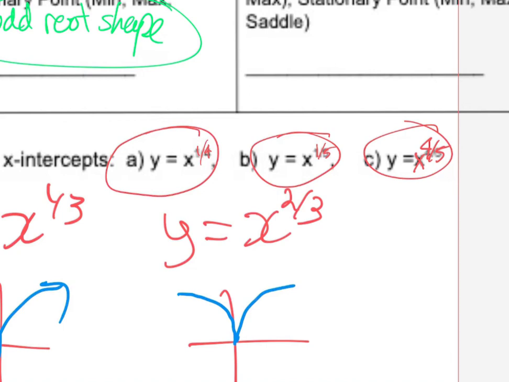Hopefully this helps, and you've got a nice set of notes there to work on, and you understand why radical functions have the shapes that they do at their x-intercepts.